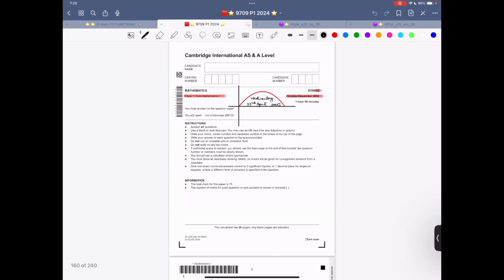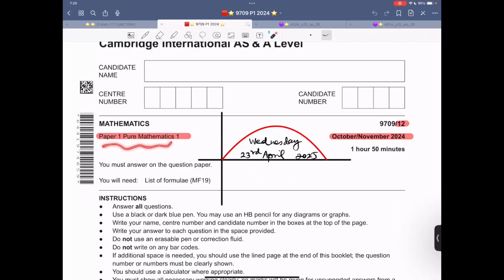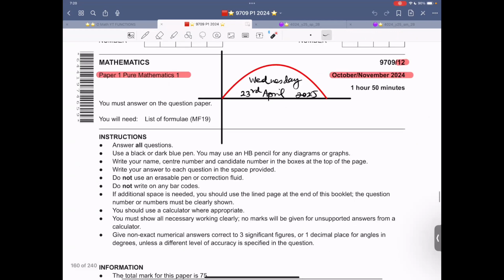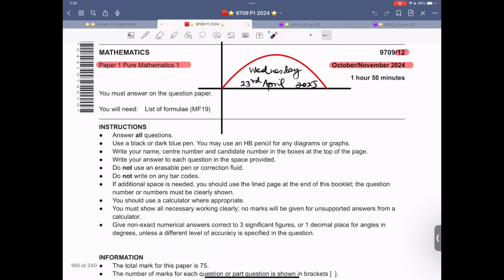Now, in today's video, we are focusing on this Pure Math P1 paper. This is from October-November 2024 and the second variant, and this is the date today. Some of the questions have been done. I'll go over them, so that will be kind of a walkthrough video, and some of the questions I'll solve out.